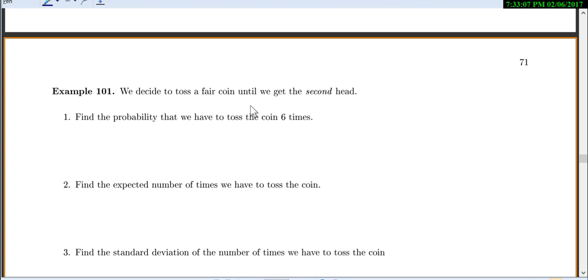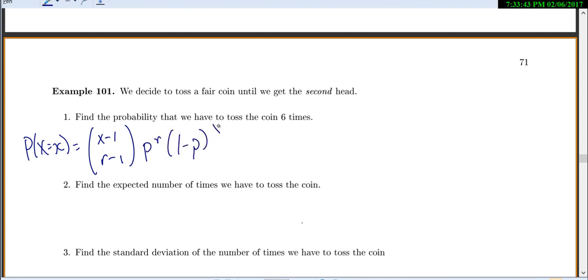So we toss a fair coin until we get a second head. We could find the probability that we have to toss it 6 times. So remember, it's not n, but x minus 1. I might have the binomial one memorized. I do not have this one memorized. We never use it. Or it's not nearly as common, I should say. We still use it. But x minus 1, so the probability that x equals x is (x minus 1) choose (r minus 1), p to the r, (1 minus p) to the x minus r.